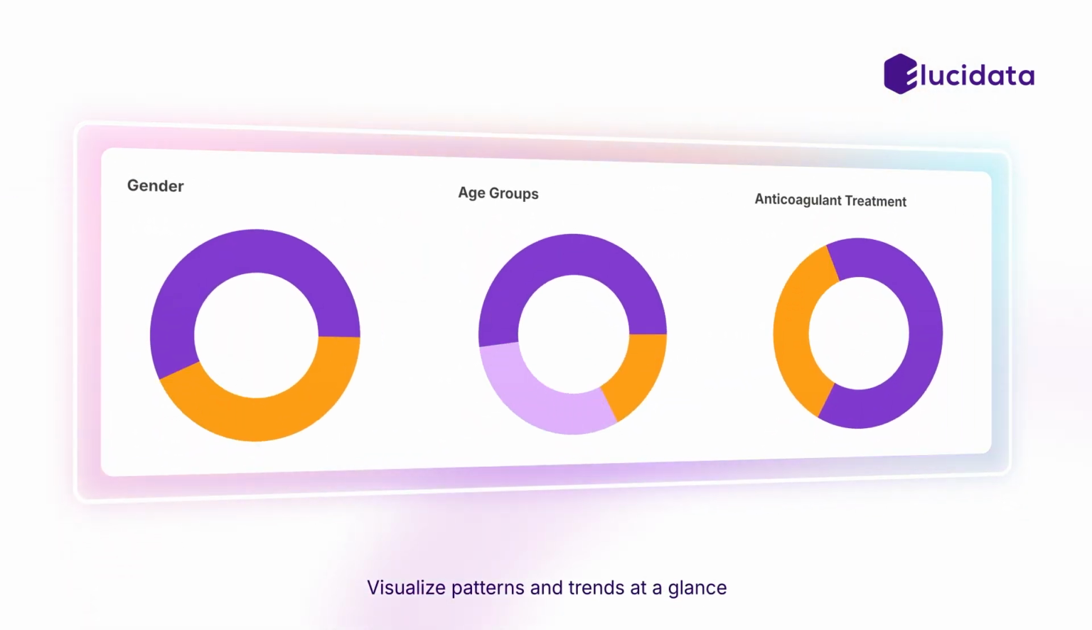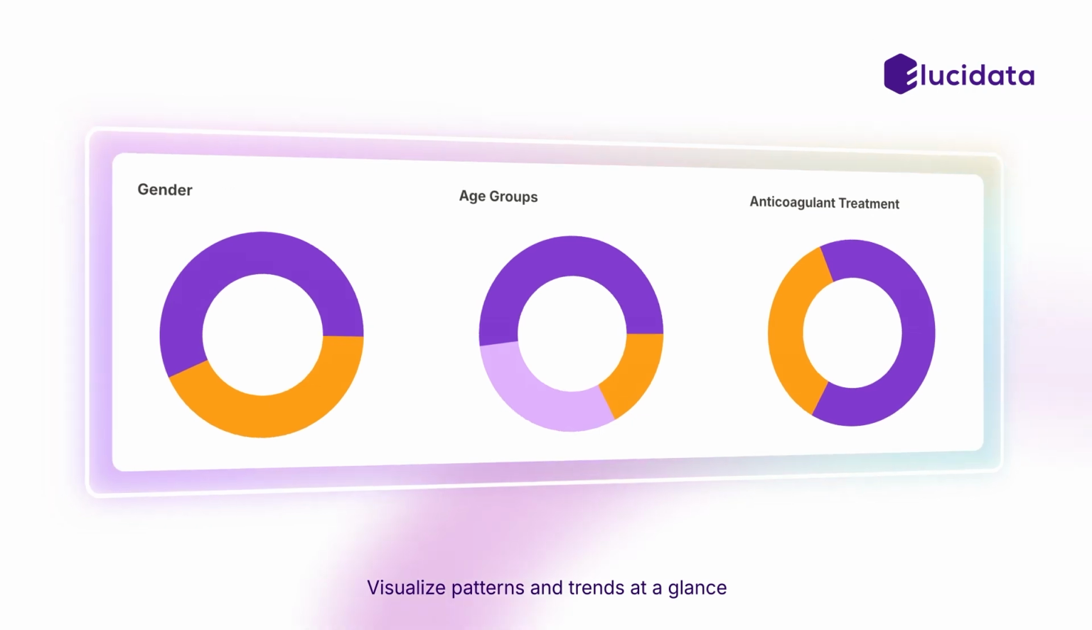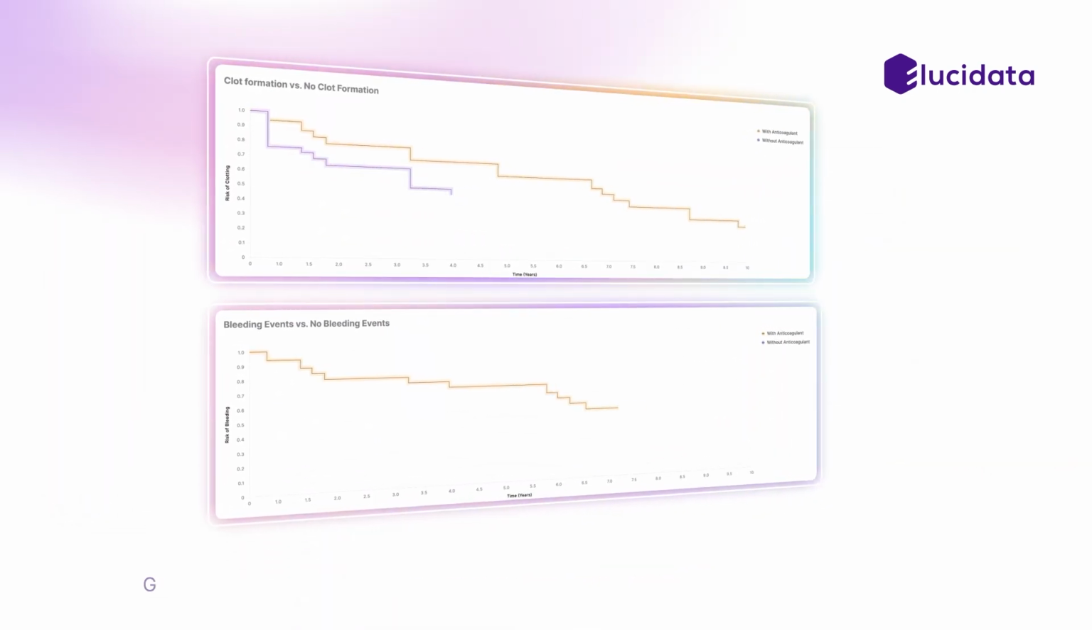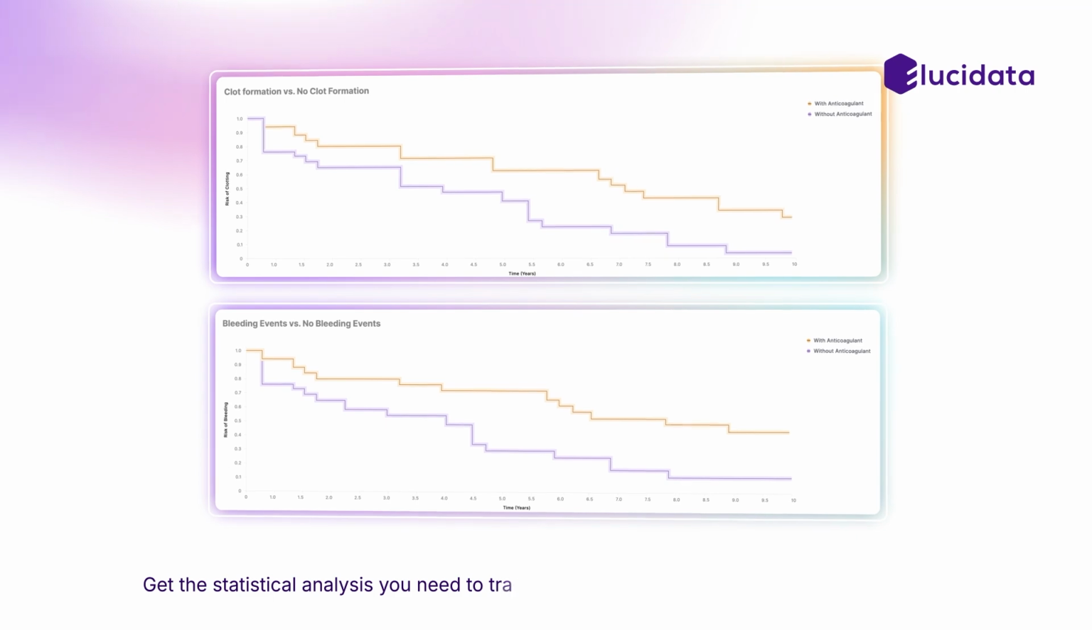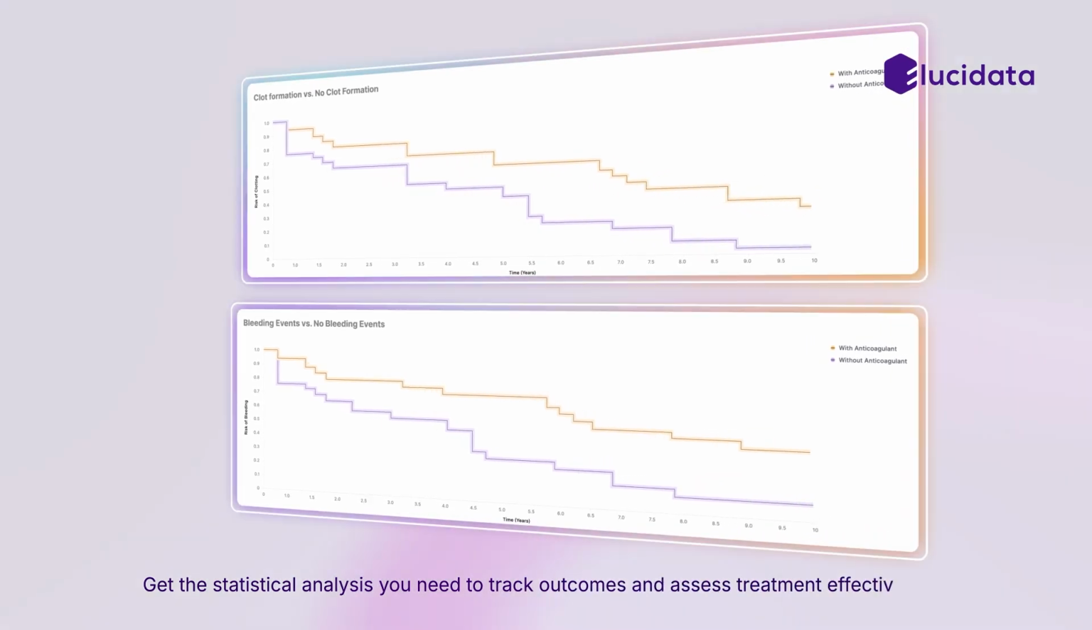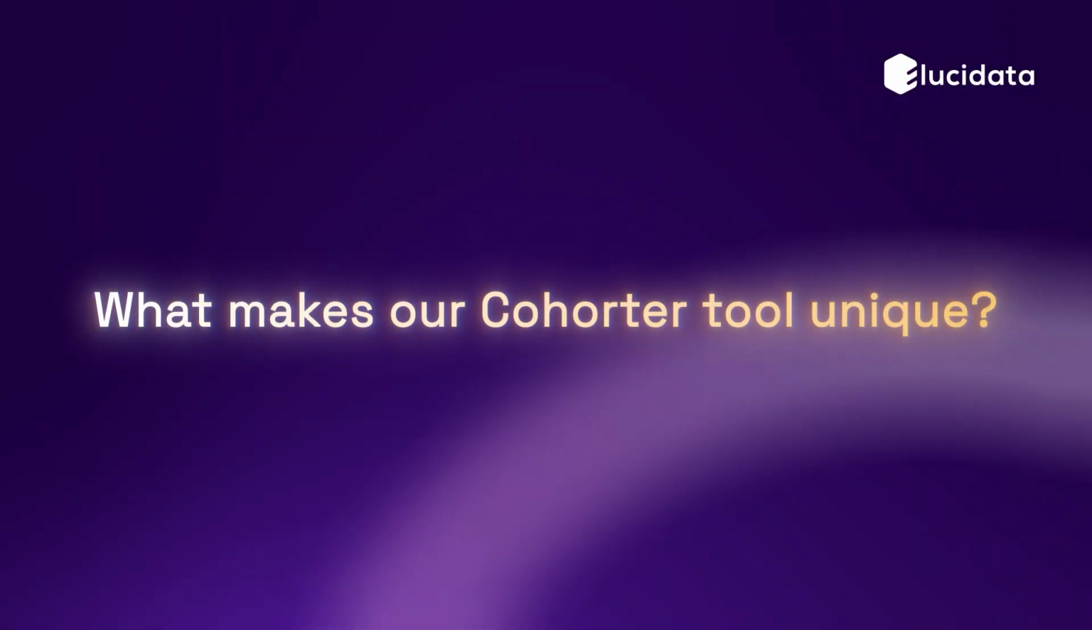Visualize patterns and trends at a glance. Go beyond surface-level insights. Get the statistical analysis you need to track outcomes and assess treatment effectiveness. What makes our cohorter tool unique?